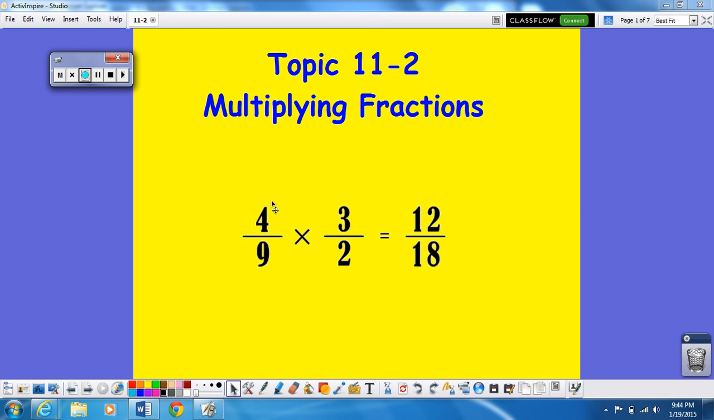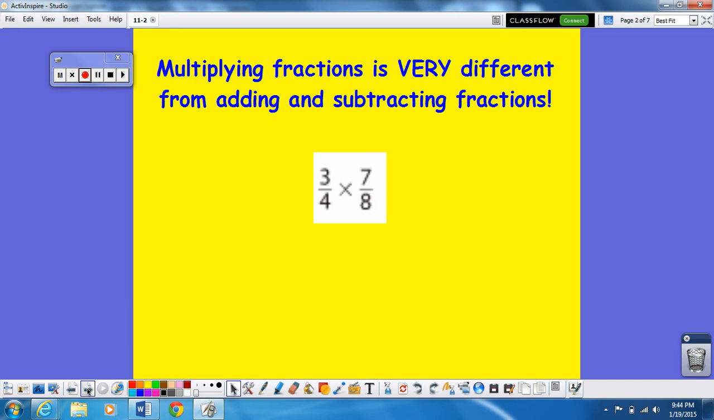Okay, topic 11.2. Today we're going to be working with multiplying fractions. In class, we have already learned how to multiply a fraction by a whole number, and so we're moving on to multiplying fractions by fractions. I want to start off by telling you that multiplying fractions is very different from adding and subtracting fractions. If you'll remember, when you add or subtract fractions, you have to have a common denominator before you can add them together or take any parts away.